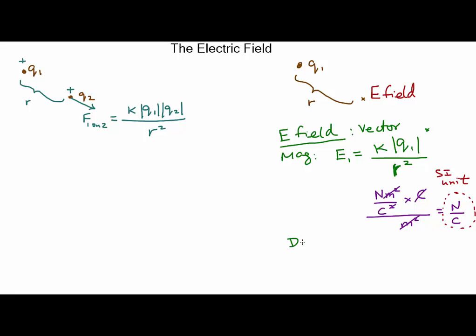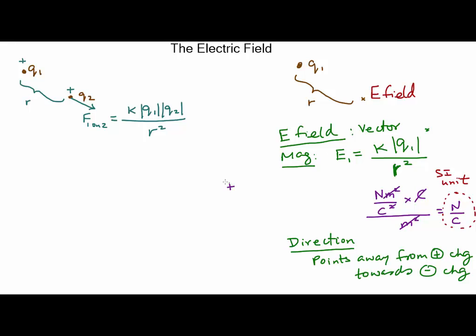Let's see what happens to the direction of the electric field. Because it's a vector, electric field has direction in addition to magnitude. And here's the simple rule for direction. If the charge is a positive charge, the electric field points away from it. So it points away from positive charge, and it points towards a negative charge.